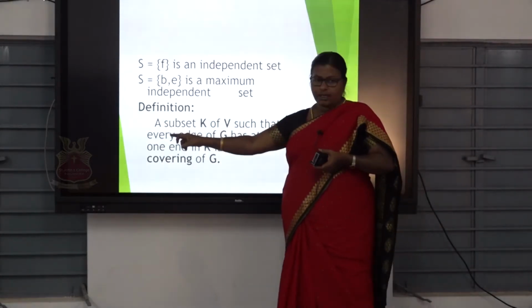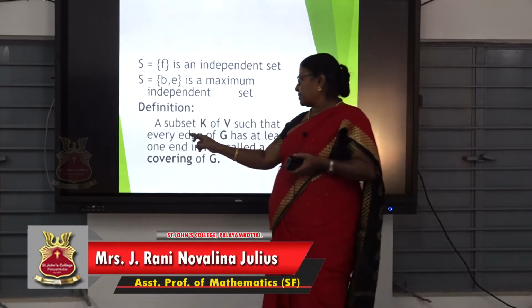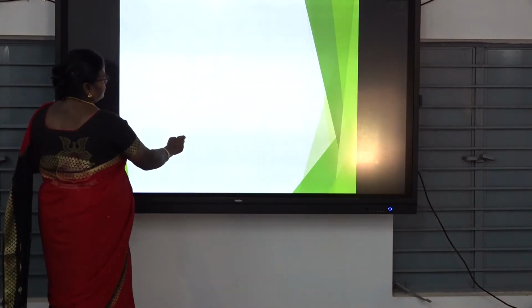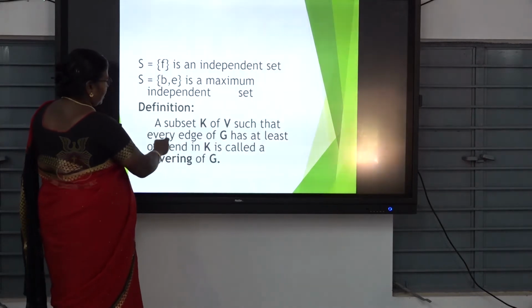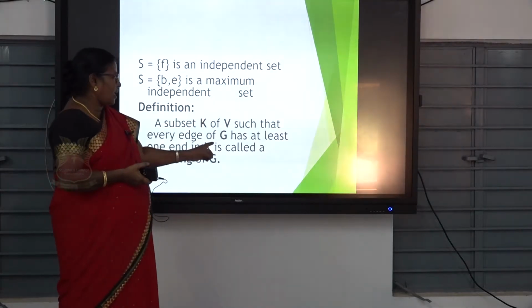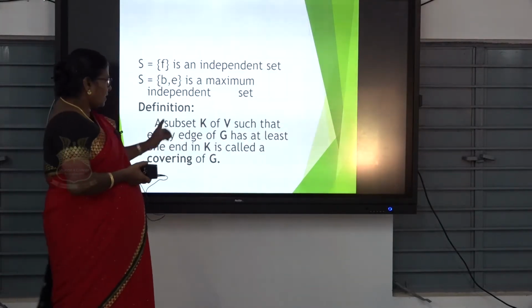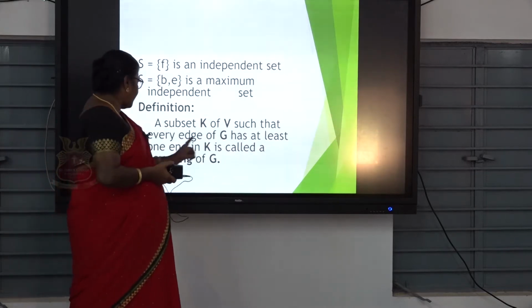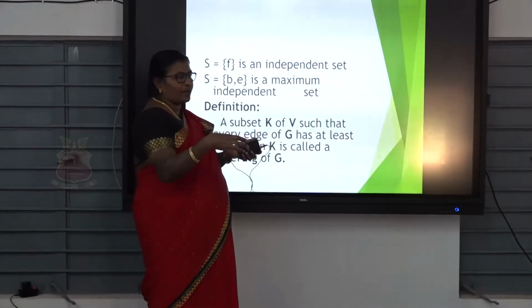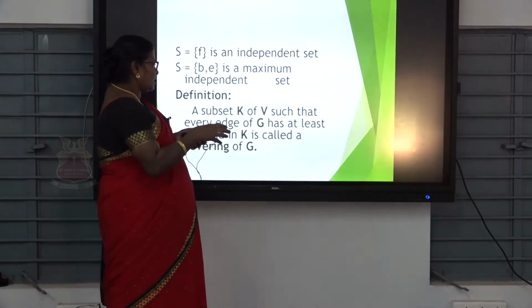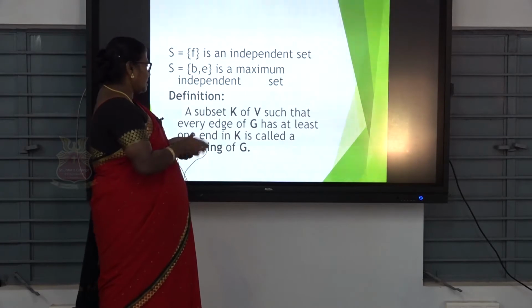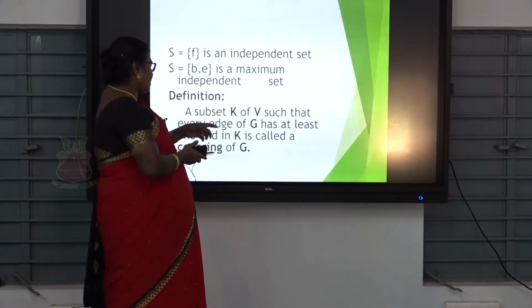Yes, then the next one is covering. A subset K of V such that every edge of G has at least one endpoint in K is called the covering of G. Means we have another set of vertices. That set should have at least one endpoint of each edge so that it looks like a cover. So this is a covering.